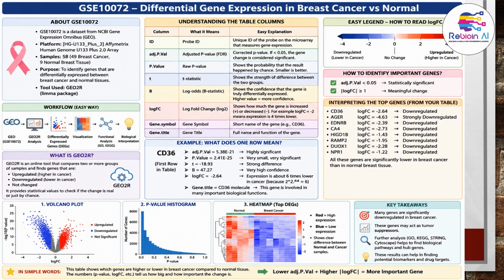Differential gene expression analysis of GSE10072. GSE10072 is a publicly available dataset from the NCBI Gene Expression Omnibus database. It contains 58 samples, including 49 cancer samples and 9 normal tissue samples. The analysis was performed using the GEO2R tool, which is based on the limma statistical package.